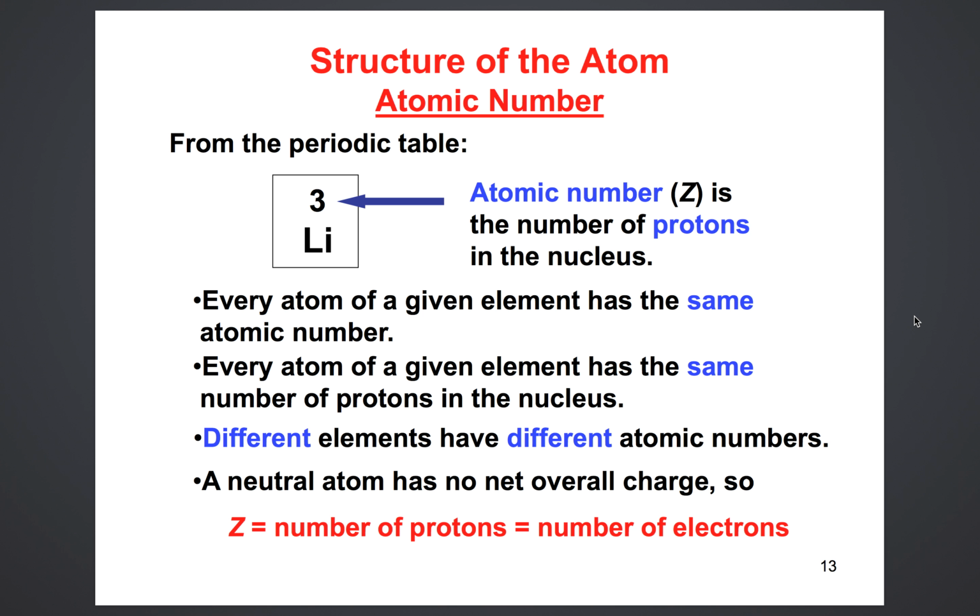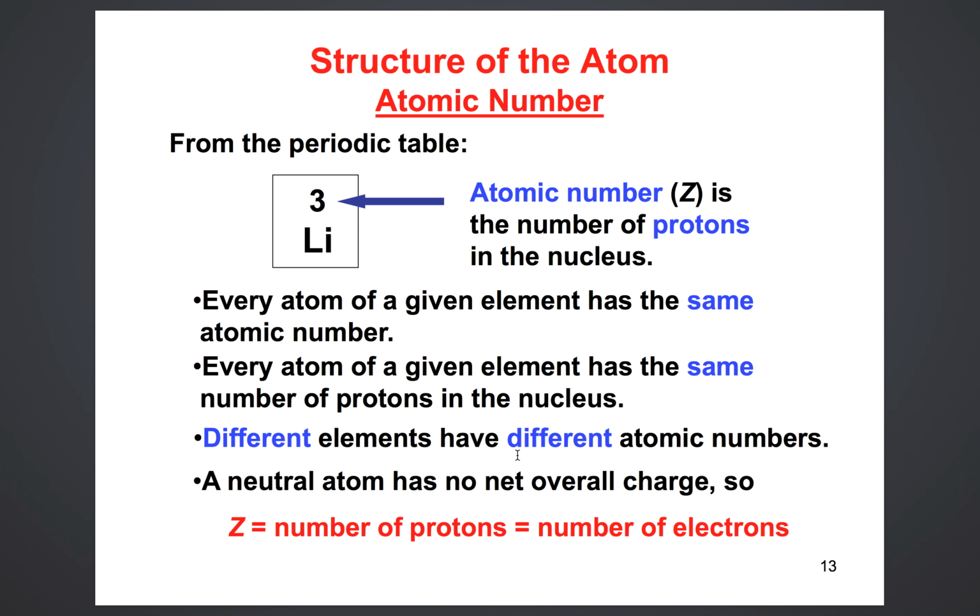From the periodic table, let's look at the number at the top or bottom of the element. We have 3 for lithium at the top of the Li. That's called the atomic number. Z is the number of protons in the nucleus. So by figuring out the 3 right here, we recognize 3 as the protons in the nucleus.